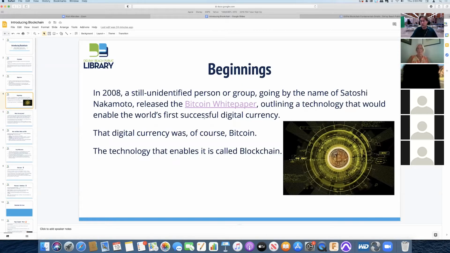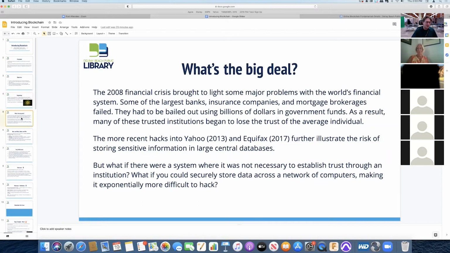And the Bitcoin white paper can be found freely online. I've included a link in this presentation, and I will give you a copy of the presentation at the end as well, so that you can read the paper. It's about 9 pages long. It gets a little technical, but it's worth reading to really understand what's going on. So what is going on? What's the big deal with blockchain?